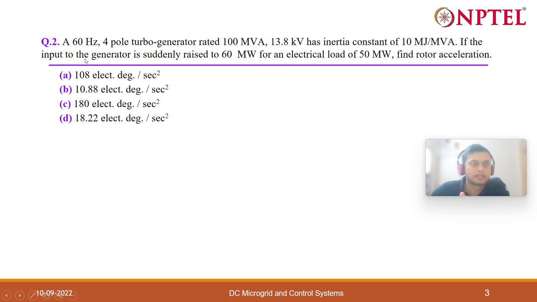The second question is: a 60 hertz, 4 pole turbo generator rated 100 MVA, 13.8 kV, has an inertia constant of 10 MJ per MVA. If the input to the generator is suddenly raised to 60 MW for an electrical load of 50 MW, find the rotor acceleration. I give you a hint: you should apply the swing equation here so that you can get the answer.